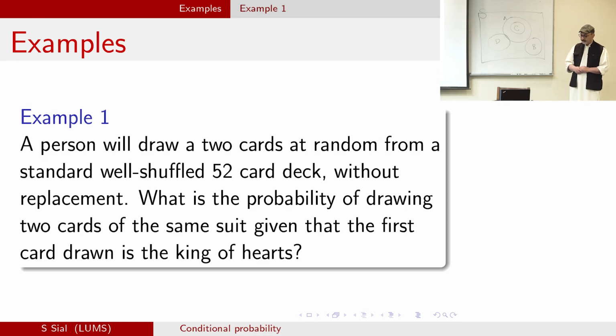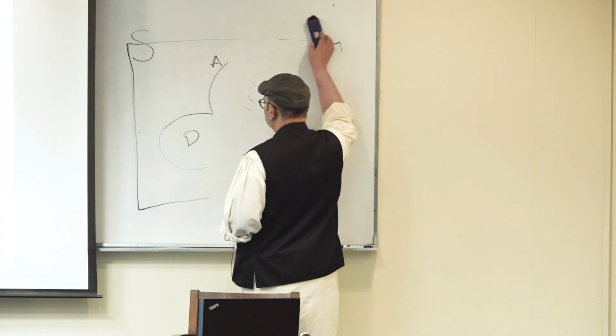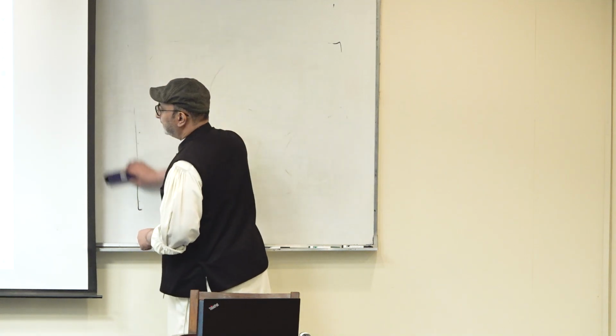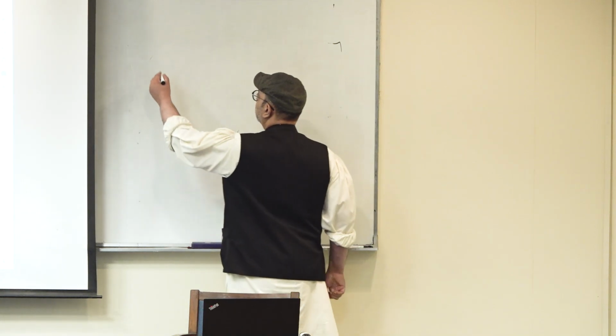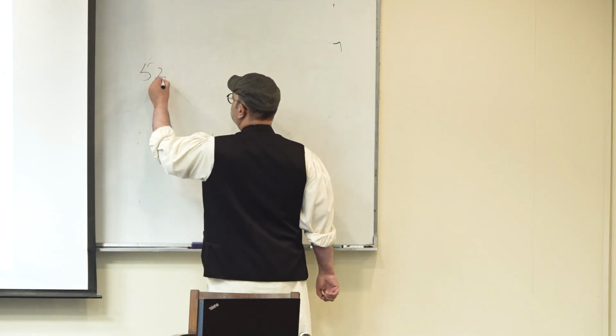So what's the probability of drawing two cards of the same suit given that the first card drawn is the king of hearts? How do you work that out? Let's see. Okay. How many two-card hands are there? There are 52 choose 2.